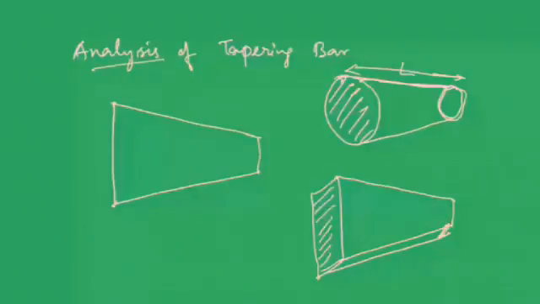So in this analysis we'll see three things. We'll see the stress, we'll see the strain, and we'll see the elongation. First we'll see for the conical tapering bar, then we'll see for the rectangular tapering bar. Now starting with the conical tapering bar, this is the side view, and its front view will get a circle here, and even the rear end also will get a circle. So diameters are differing. Let's take this diameter as small d, and the outer diameter, let's take it as capital D.